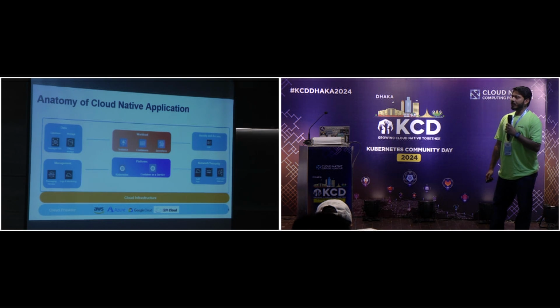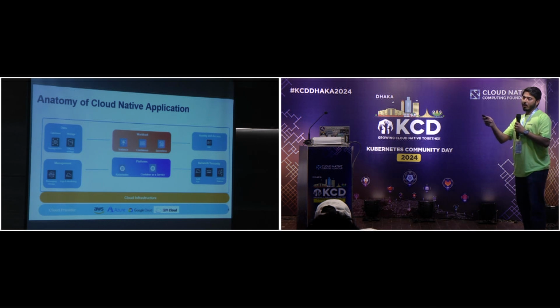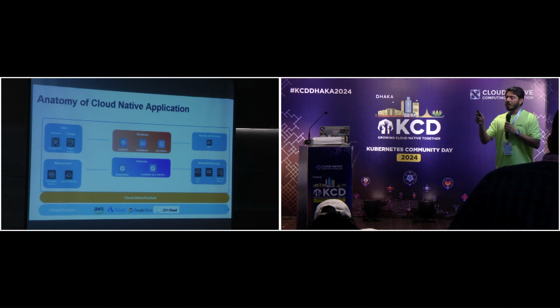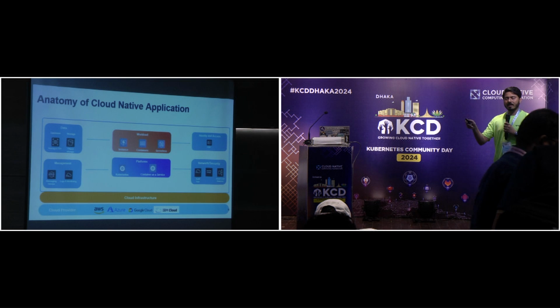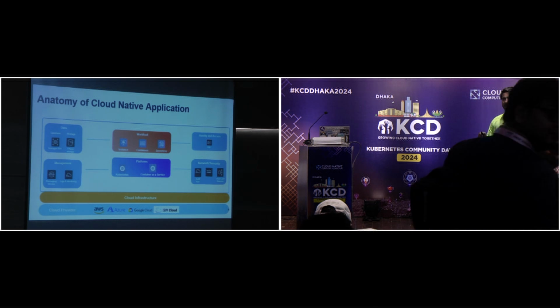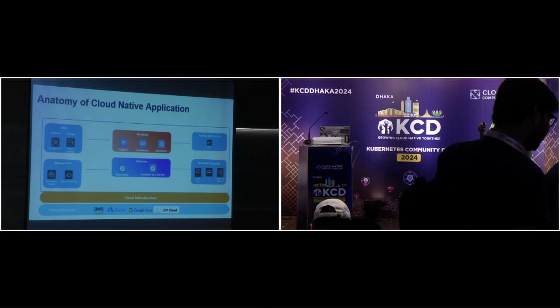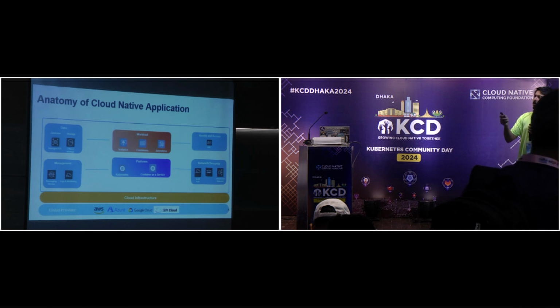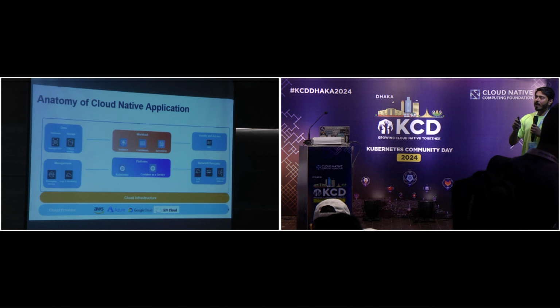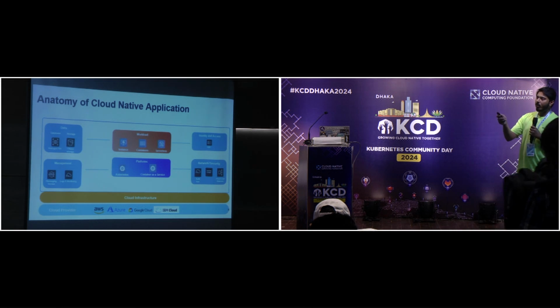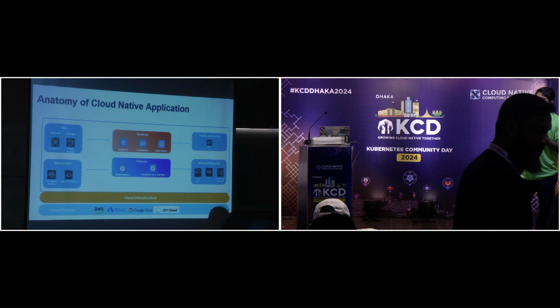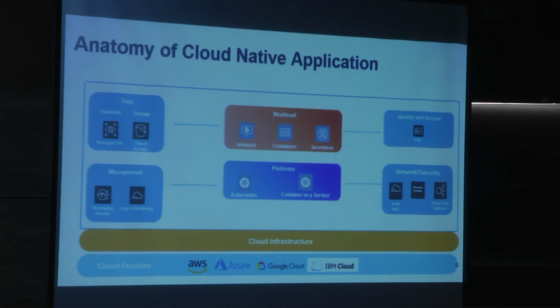Okay, skipping to the anatomy of a cloud native application. The very first thing you see here is data, workload, identity and access management, platform, network, and security. On the bottom, you would see your cloud infrastructure. This is talking about cloud native, but it can very well be on premises as well. You just have to relate how this would be if you are on premises and not on public clouds. Under workload, you have instances, containers, and serverless. Most people are moving towards serverless.